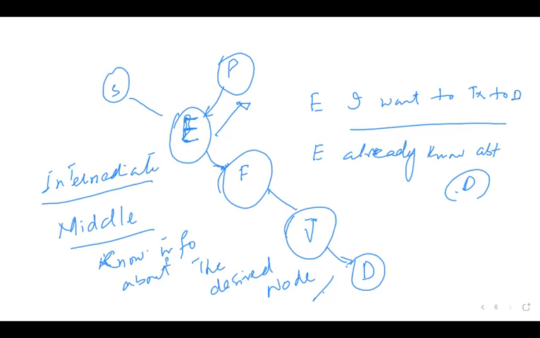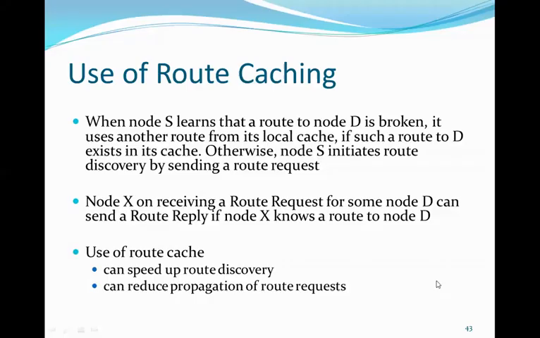So now moving toward the next slide. Look at this. Now you can use the route cache, and it can speed up the route discovery process. Similarly, it can reduce the propagation of route requests. As we discussed in the last example, node P is looking for node D, and it sent its route request to node E, and node E already knows about node D. Therefore, node E shared the available information about node D with node P. This actually reduces the network overhead, as node E intelligently plays its role and didn't broadcast the route request of P to other nodes.